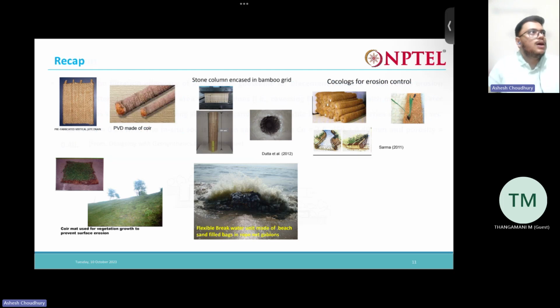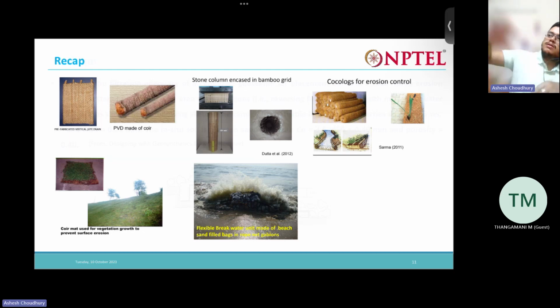Now as I was saying, for erosion control on a slope, you have a choice. You have a slope that you have to protect to prevent erosion, and there are two options available. One is the use of synthetic geotextile, or you can use natural geotextile. Synthetic geotextiles are made with plastics.